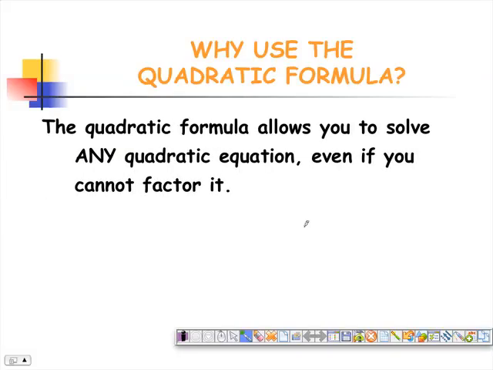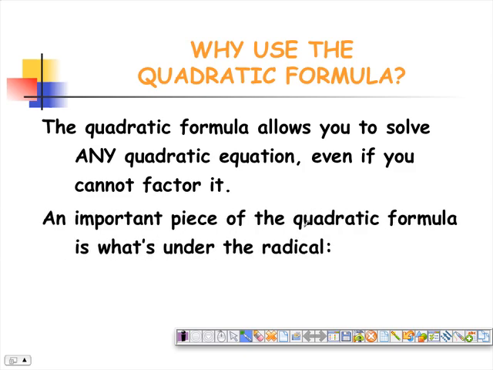All right. Why use quadratic formula? Because it allows us to do any quadratic equation, even if we can't factor. Now here's the second piece of information. Number 1 important piece, know how to use the formula. Number 2 important piece is this. B squared minus 4ac. Write that down. Star it. Whatever you got to do.